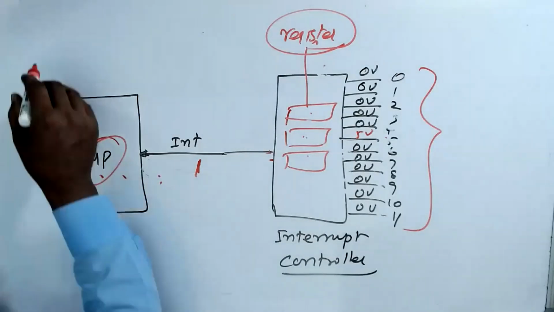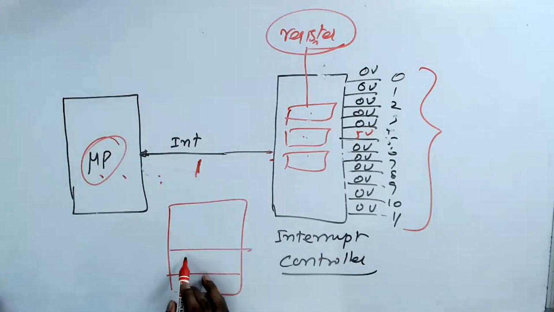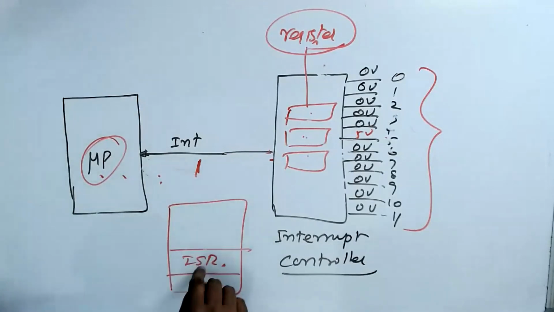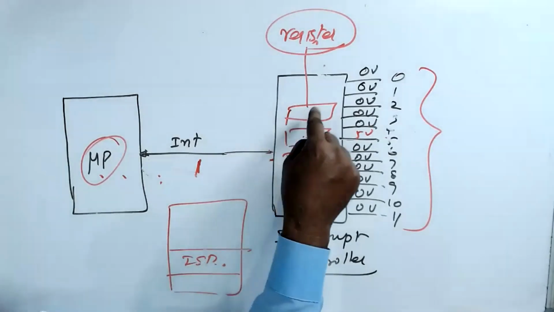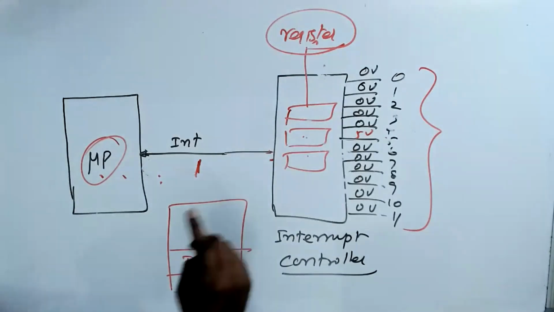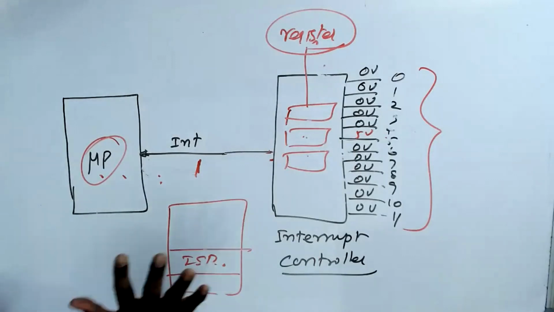Now, in my memory there will be only one ISR. Understand? I have only one interrupt, only one ISR. But this interrupt service routine goes and reads the value of the register, and then based on that, the corresponding device will do the activity. Is it clear?